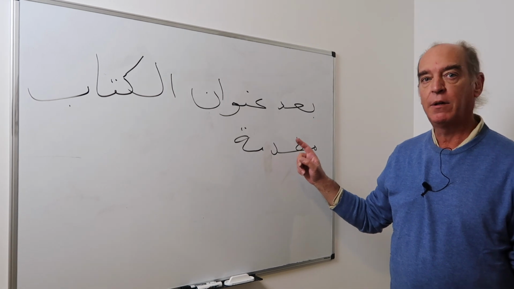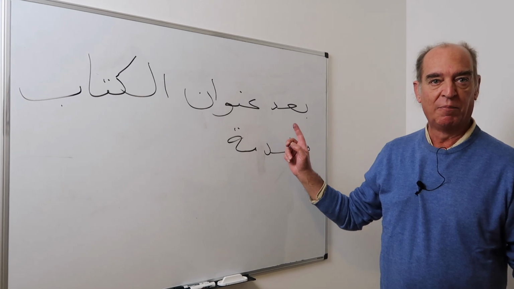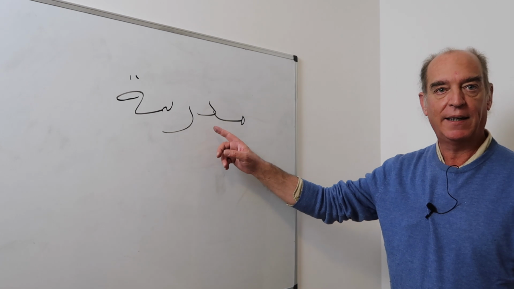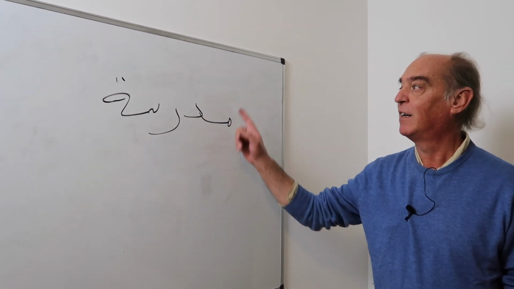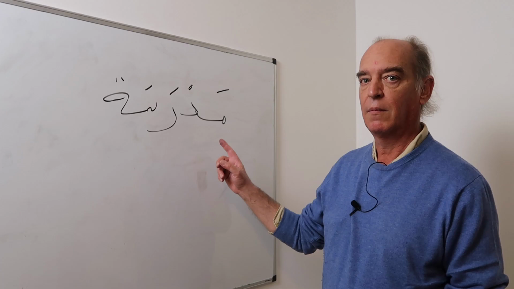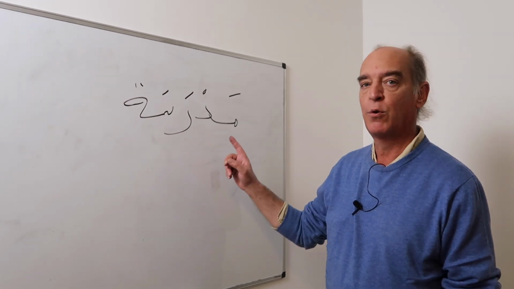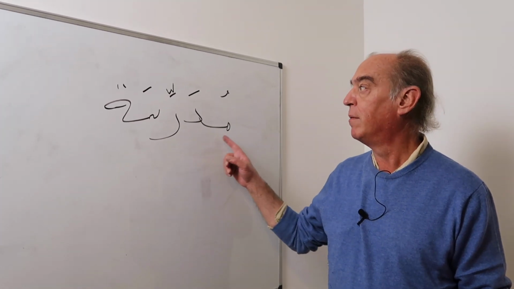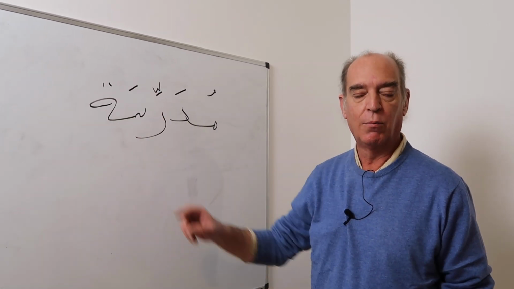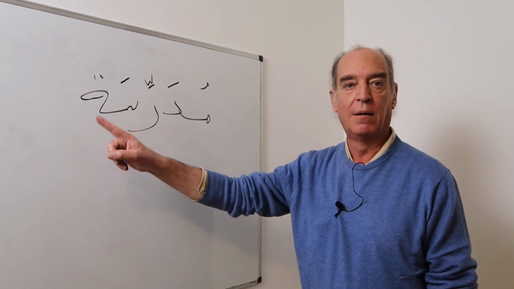This is one of the major difficulties of reading Arabic without vowels. This is an example of unvocalized writing. This can express two words. One is madrasa or madrasatun, which stands for school. It can also be mudarrisa or mudarrisatun, which is a female teacher, mudarrisa.